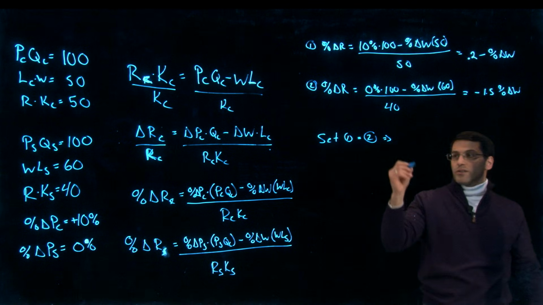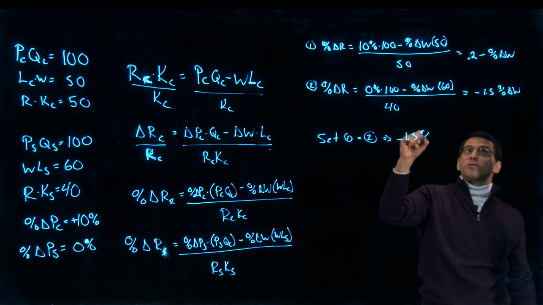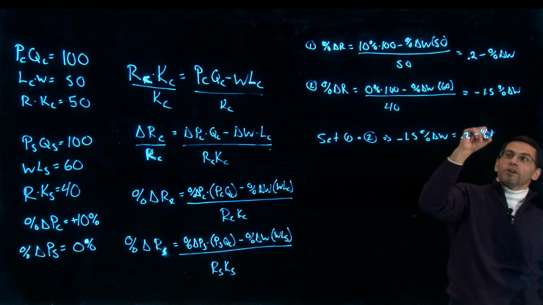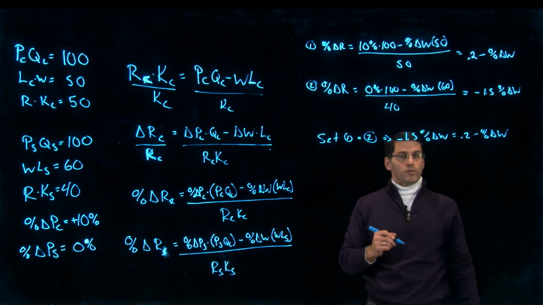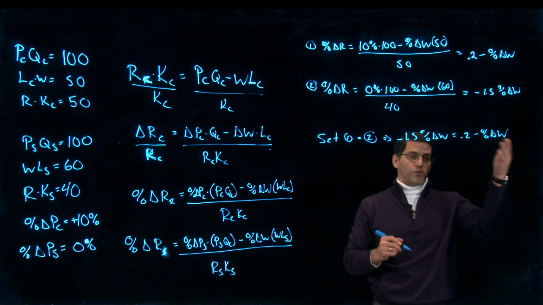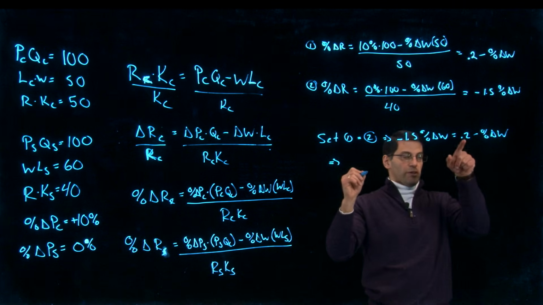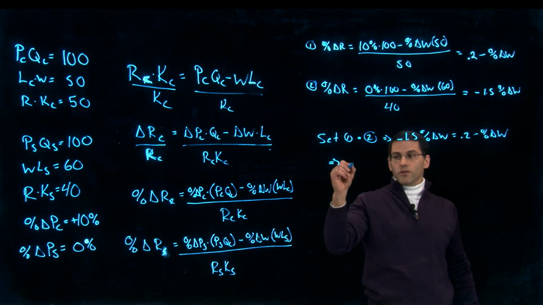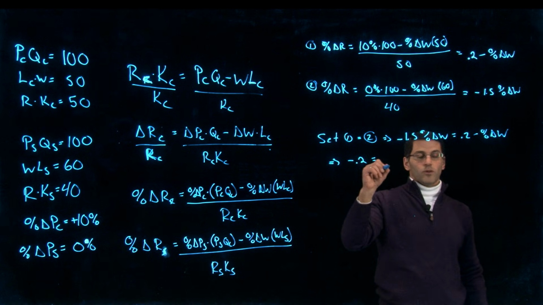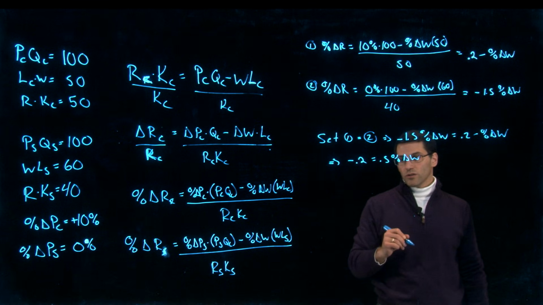And what does that give us? That says then that the minus 1.5% change in the wage is equal to 0.2 minus percent change in the wage. Right? And I'll bring the percent changes in the wage over to the right-hand side to make it positive. And what does that give us? It says, and then so bring the 0.2 over to the other side, minus 0.2 equals 0.5% change in the wage, right?